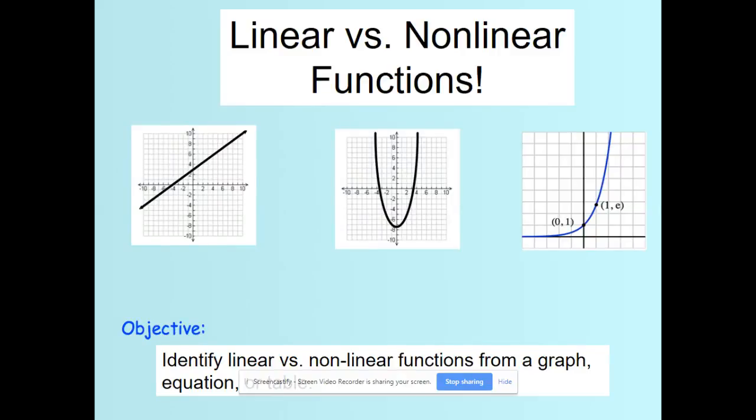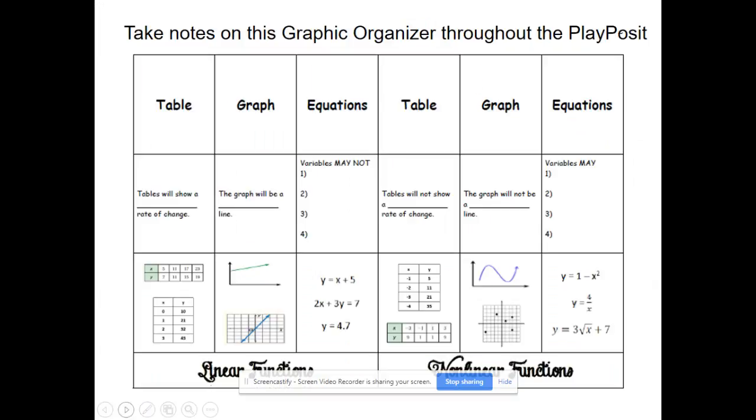Today, we're going to talk about linear versus nonlinear functions. In front of you on your desk, you should have this graphic organizer. Please take notes on this graphic organizer throughout the PlayPosit. Pay attention to the blanks that you will need to fill in, as I will not be filling this out for you in the PlayPosit.